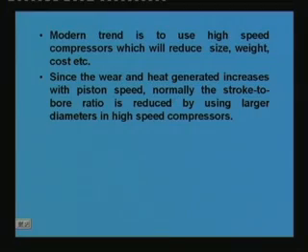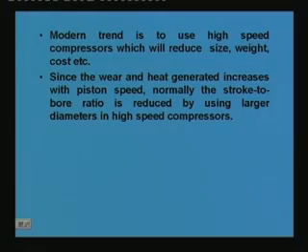That is the reason why the latest, modern trend is to go for as high a speed as possible. However, there is one problem when you go for very high speed compressors. What is the problem? When the speed is very high, the heat generation will also be high, and there won't be sufficient time for heat to be rejected from the compressor. So, this is one constraint on the highest speed of the compressor. That is what is mentioned here. And as I have already mentioned, when you have high speed compressors, normally we go for larger diameter, so that we can reduce the frictional losses.